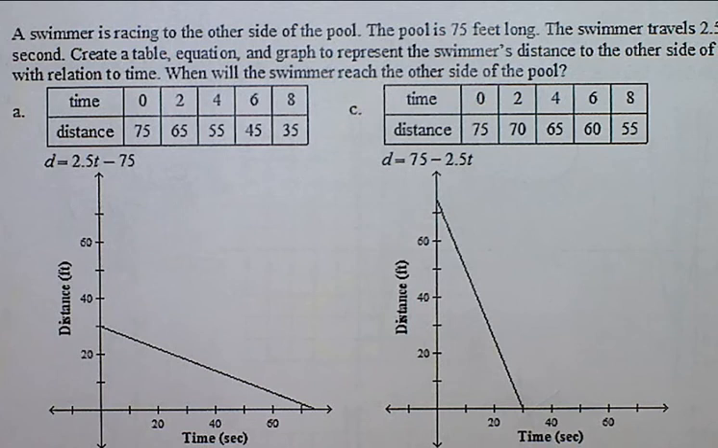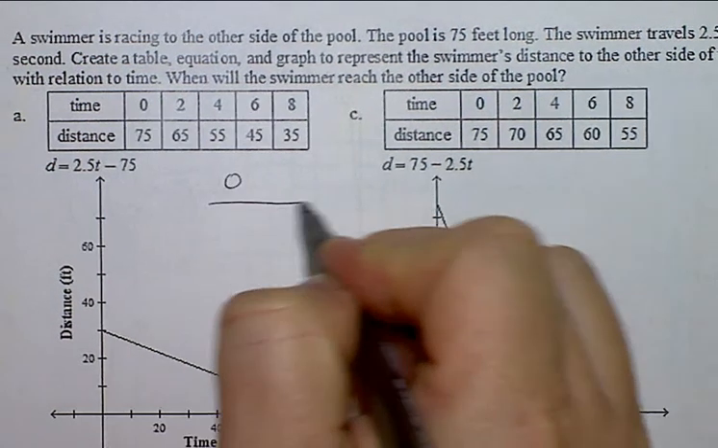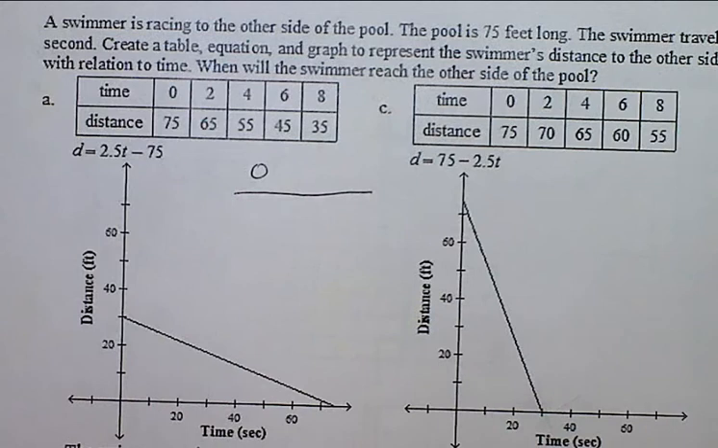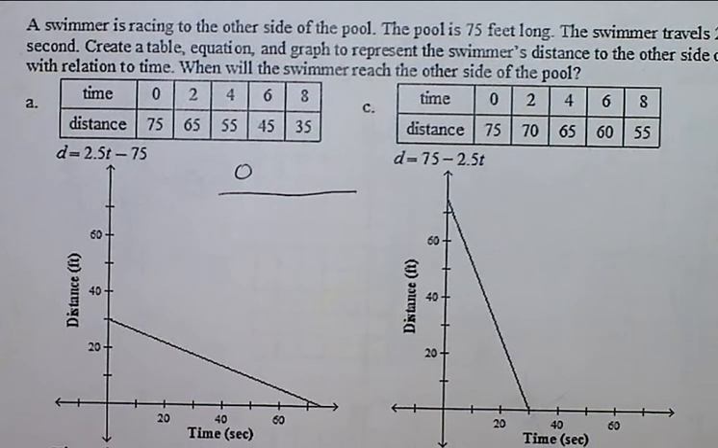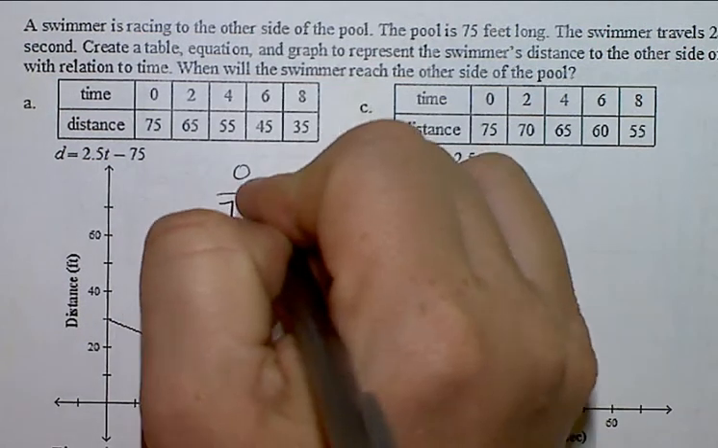Esme, I'm going to choose you to help me, okay? So Esme, you ready? We haven't even started yet, but how far do I have to go to get to the other side? So how far is this swimmer trying to go? A distance of, okay, so 0 and 75. We haven't started, we have 75 to go.